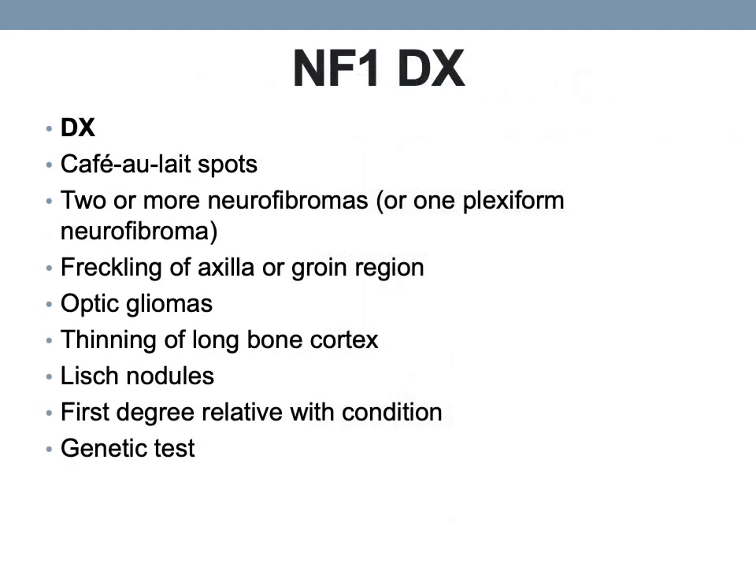NF1 diagnosis, in summary, is café au lait spots, 2 or more neurofibromas or a plexiform, which is a group of neurofibromas, freckling of the axilla or groin region, optic gliomas, thinning of the long bones of the cortex, because osteocytes are also neural crest cells or origin cells, and Lisch nodules that we talked about. A first-degree relative with the condition is a no-brainer, and genetic tests are very easy to determine whether or not there is neurofibromatosis involved.